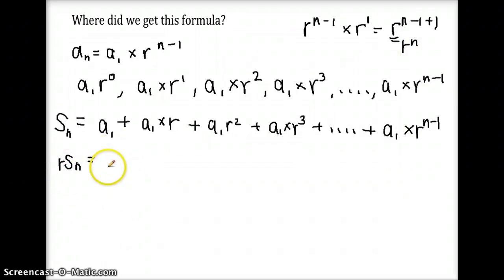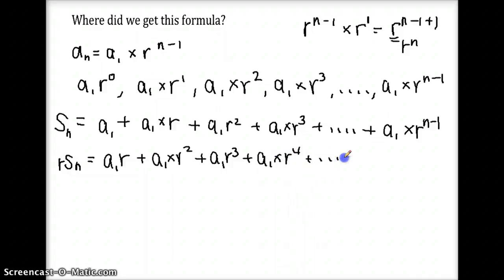So here I'm going to multiply r, so I have a1 times r plus a1 times r squared plus a1 times r cubed plus a1 times r to the power of 4 plus, and this is going to be all the way to plus a1 times r to the power of n. And then what I'm going to do is subtract Sn minus r times Sn.